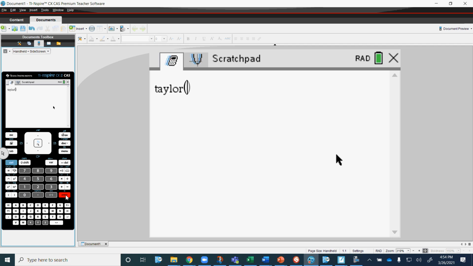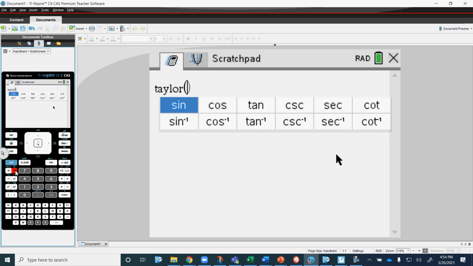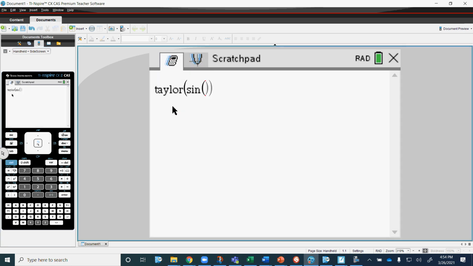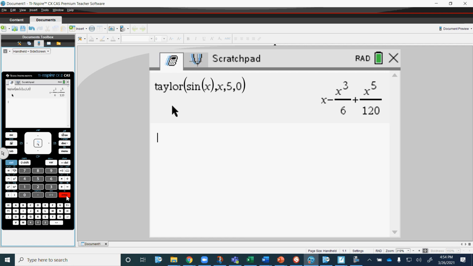All right. Here is where I'm going to select my trig option, and I'm going to go sine of x, and close the parentheses on the x. Then I hit my comma, and we're evaluating in terms of x. So I say comma, the degree of the polynomial that I want is a 5th degree polynomial. And we're centered at 0, so I'm going to say 0. Here I can either close the parentheses or just hit enter, because the calculator understands that we're closing the parentheses, and we wind up with this.